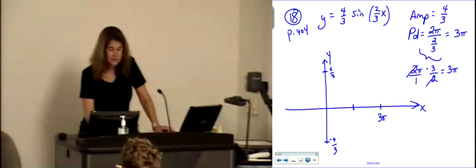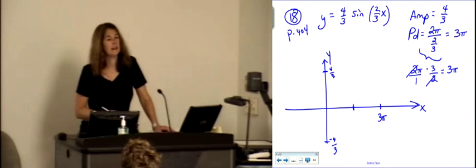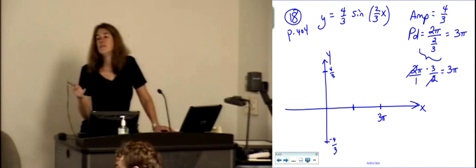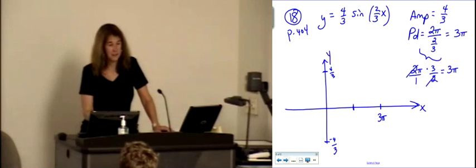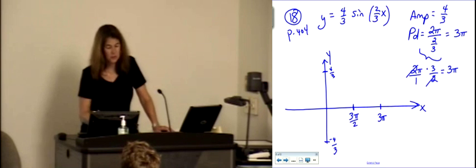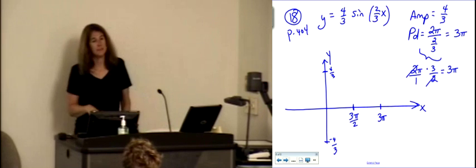Halfway to 3 pi. What's halfway to 3 pi? I want to mark that one also. What is it? 1.5 pi. Is that what you said? 1.5 pi, right? So how do I write that up here? 3/2 pi, right? 3 pi divided by 2. 3/2 pi.